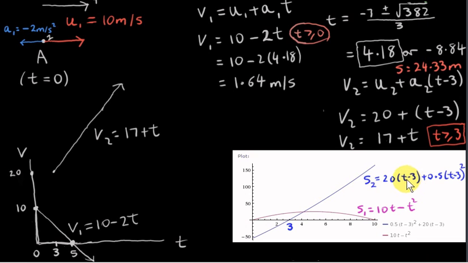For the second particle, there was a time lag of 3 seconds. It started out when t was equal to 3, so this is only valid for t greater than or equal to 3. So we replaced t with t minus 3. So we can ignore this part here. So this is what the graph of S2 should look like. So we're plotting S against time.